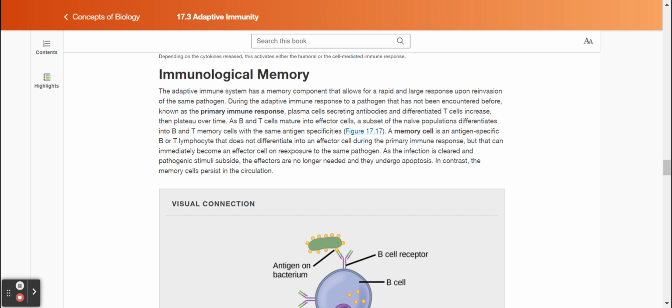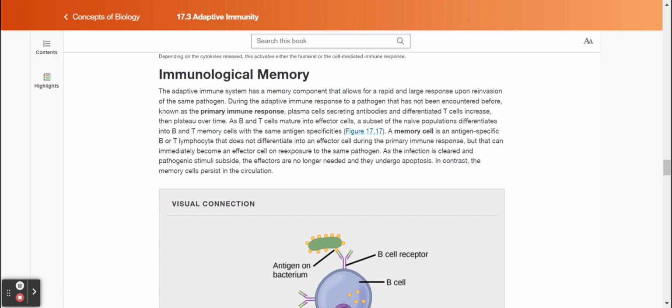Immunological memory. The adaptive immune system has a memory component that allows for a rapid and large response upon reinvasion of the same pathogen. During the adaptive immune response to a pathogen that has not been encountered before, known as the primary immune response, plasma cells secreting antibodies and differentiated T cells increase, then plateau over time.